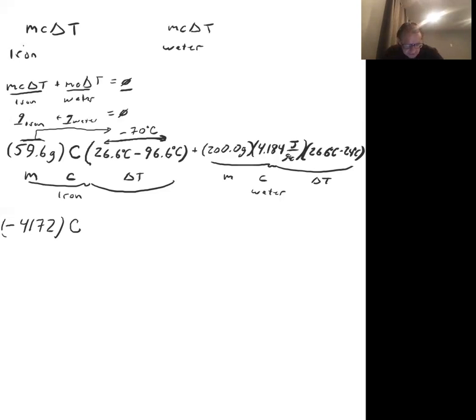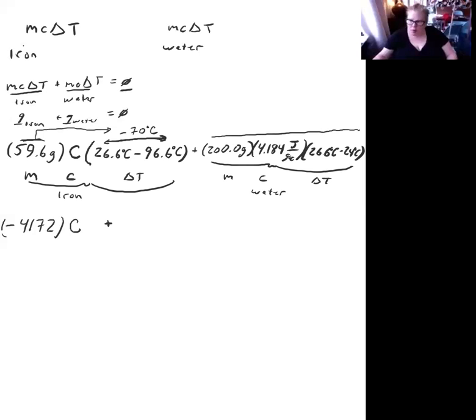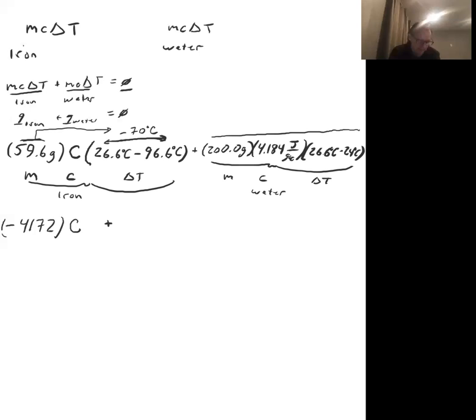Again, we don't know what C is, so I'm just going to leave it as C. Now on the water, we know all the numbers, so we don't need any C in there. We can just calculate the whole thing. So 26.6 minus 24 is only 2.6. But we're going to multiply that by 4.184, and we're going to multiply that by 200. And you get 2175.68. And then those two you add together, and you get 0, right?